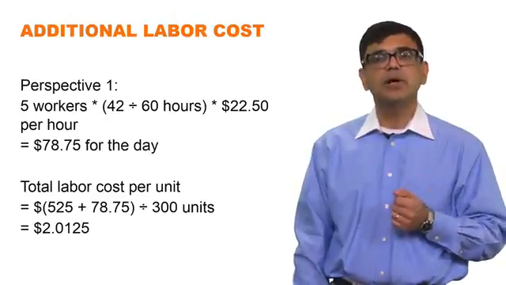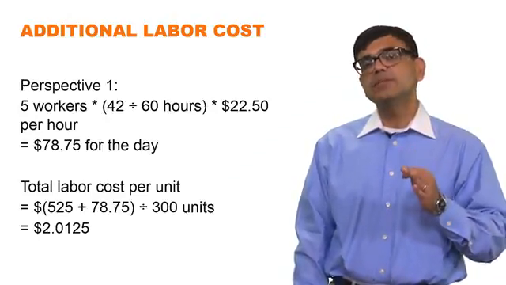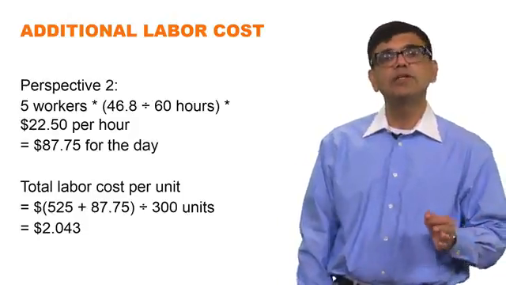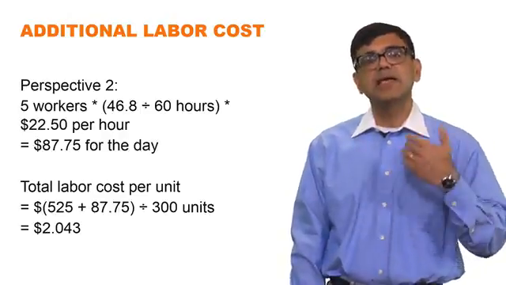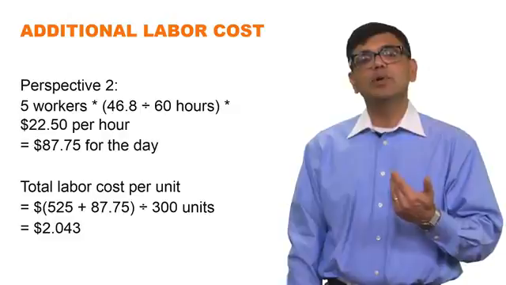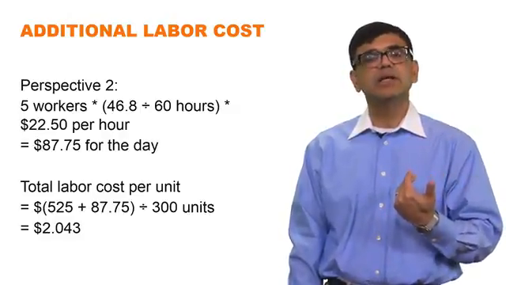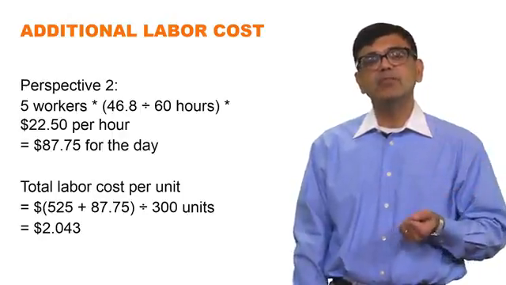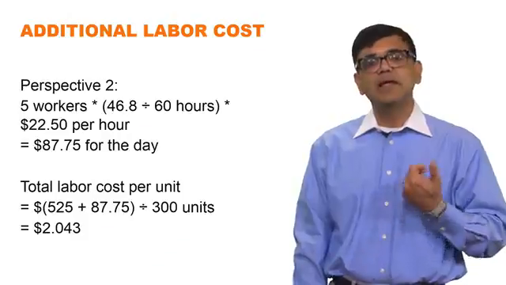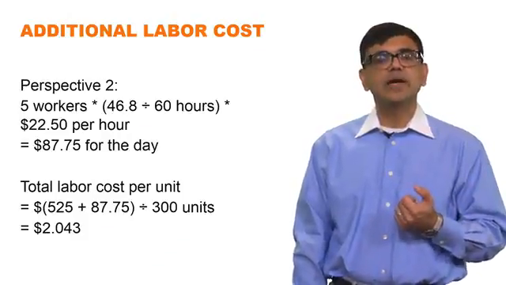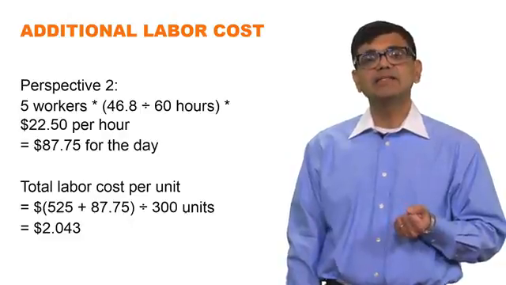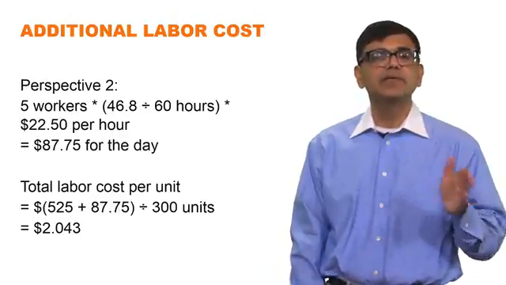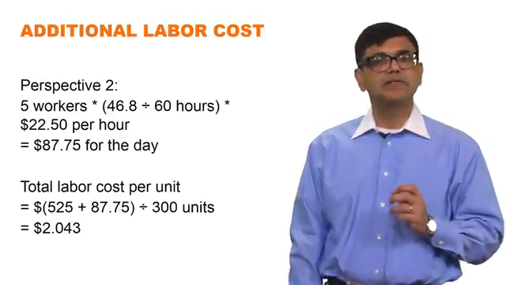So $2.01. Taking the second perspective, if you remember, we talked about some additional time. So it wasn't quite 42 minutes, it was 46.8 minutes, and there we're saying that 46.8 divided by 60, converting the 46.8 into hours, and then multiplying that by 22.50 and 5 workers. So that gives us 87.75, a little bit higher than the first perspective. Total cost of $525 plus 87.75 for 300 units gives us $2.04. So a 3-cent difference between perspective 1 and perspective 2.